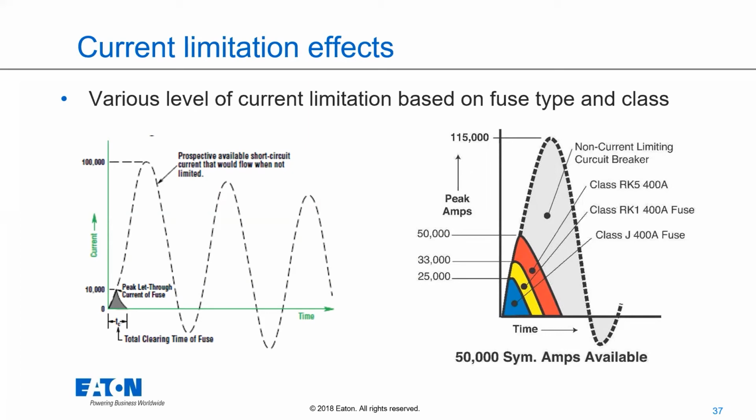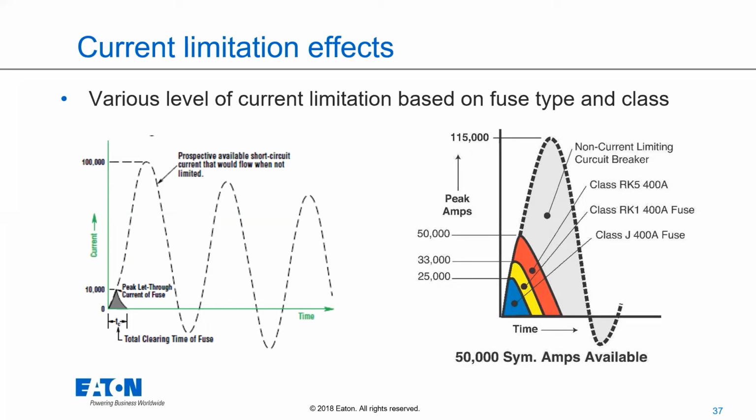So class RK5 fuses, those are the most common fuses. Bussmann sells more RK5 fuses than any other type of fuses. So they're the most common fuse that's out there. They are also the least current limiting class fuse, right, at 600 amps and lower, at least. So you can see on this chart, based on how quickly it opens and how much energy gets let through. Simply changing an RK5 fuse to a class RK1 fuse will reduce your incident energy levels across the board.